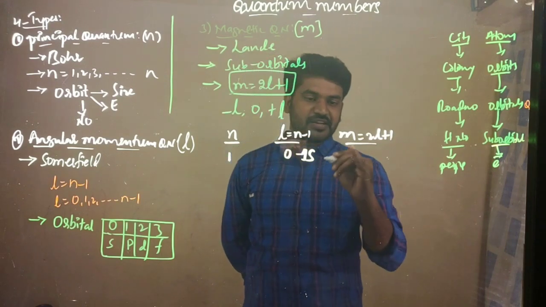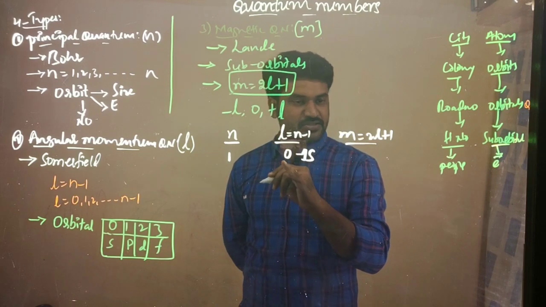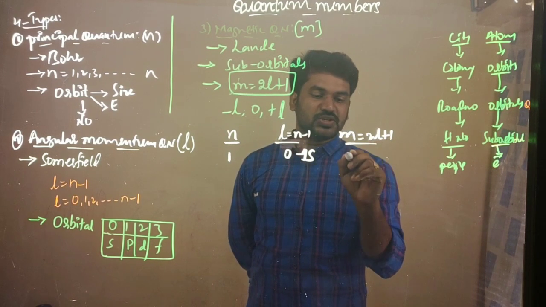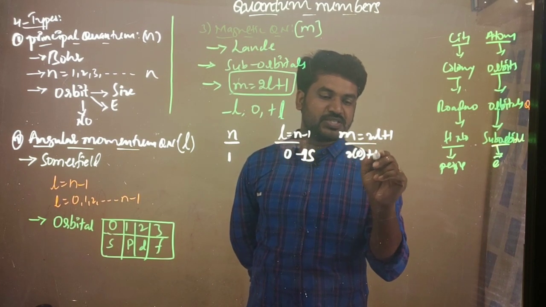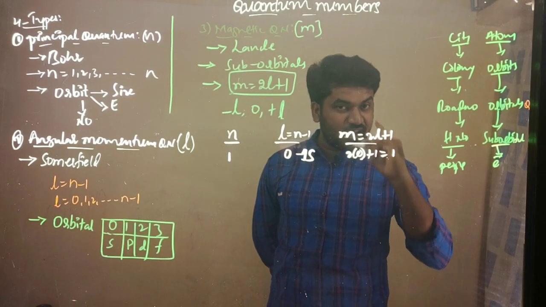Okay, right. We'll write m values. M values depend upon L: 2L plus 1. L value is what here? 0. That means 2 into 0 plus 1. 2 into 0, 0, 0 plus 1, 1. We will get 1. Only one value we should write.